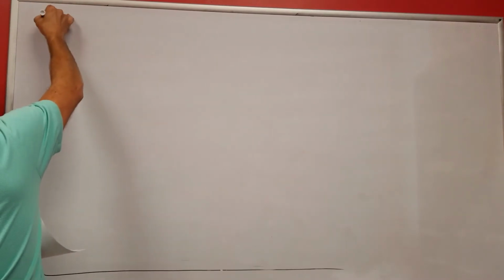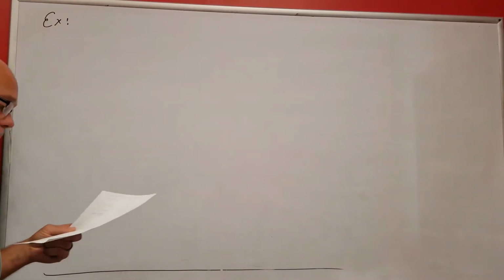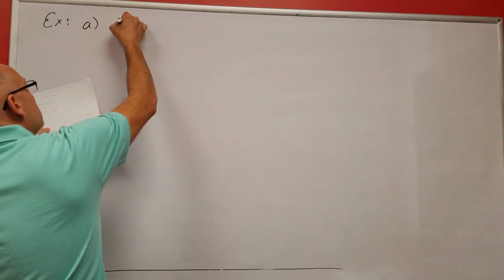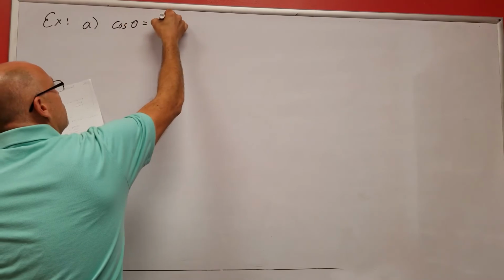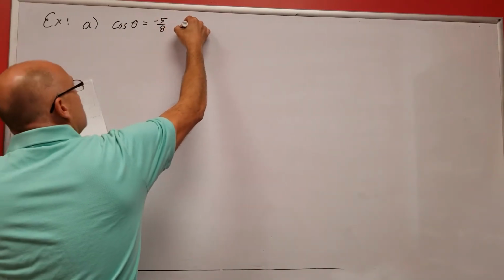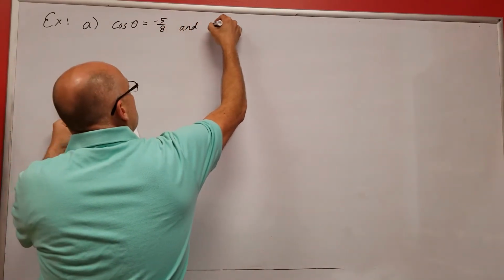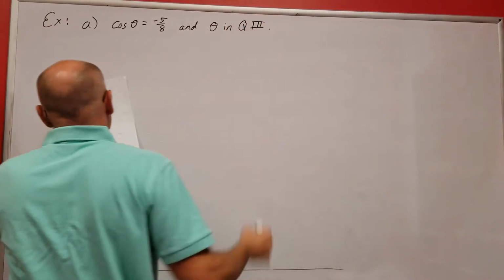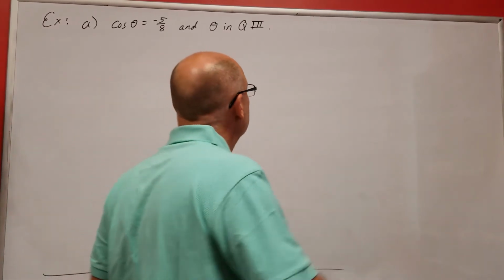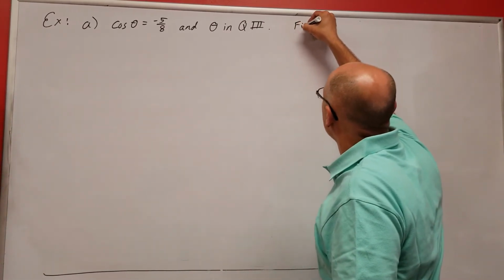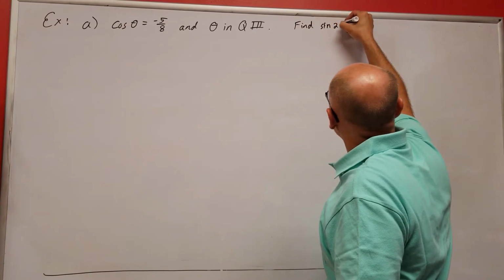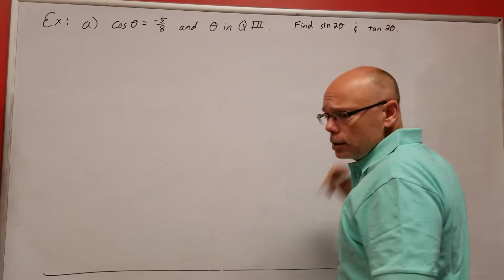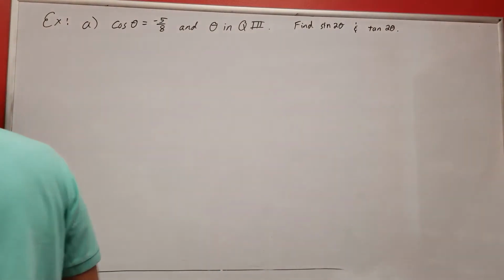All right, our first example reads something like, find the exact function value. In part A, we have cosine of theta is equal to -5/8, and theta is in quadrant number 3. And then they want us to find sine of 2 theta and tangent of 2 theta.